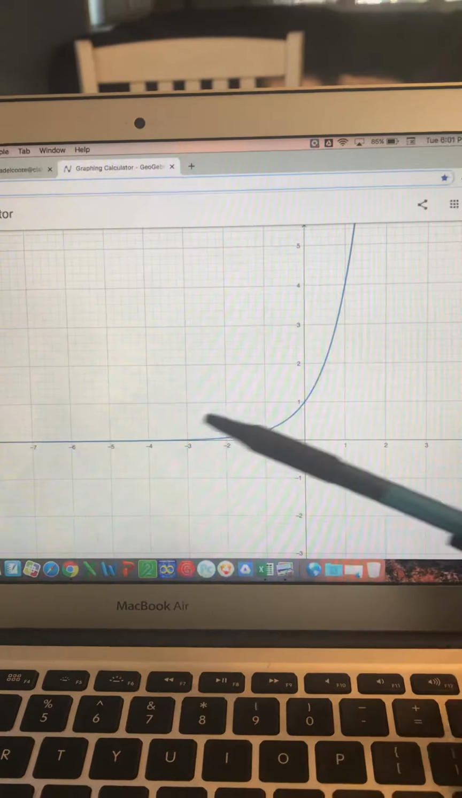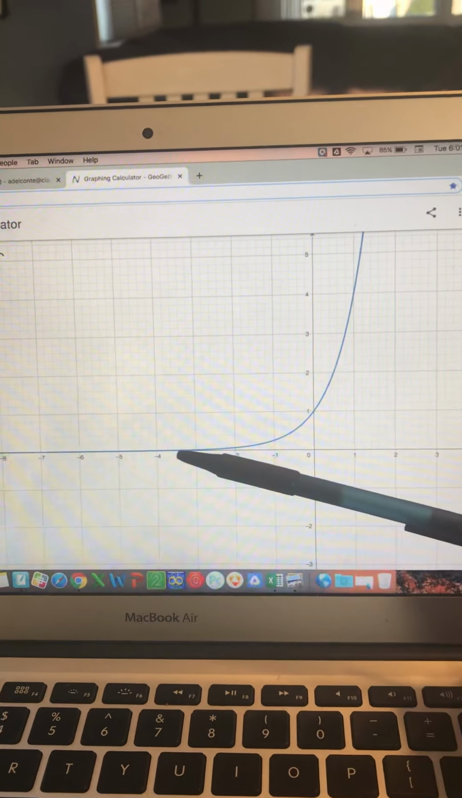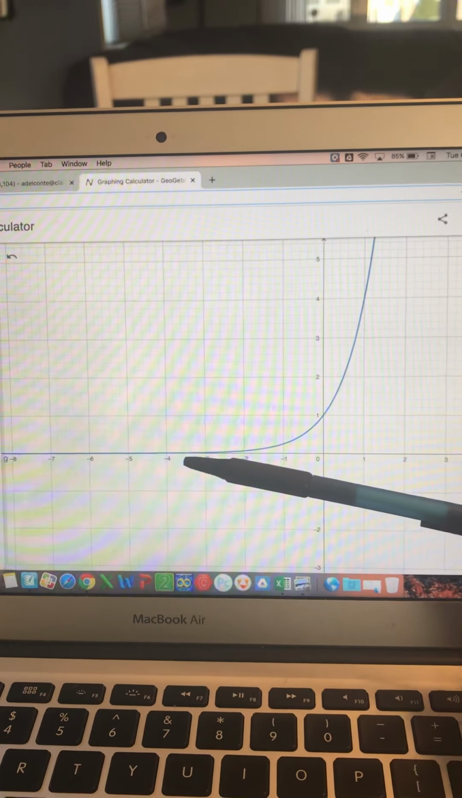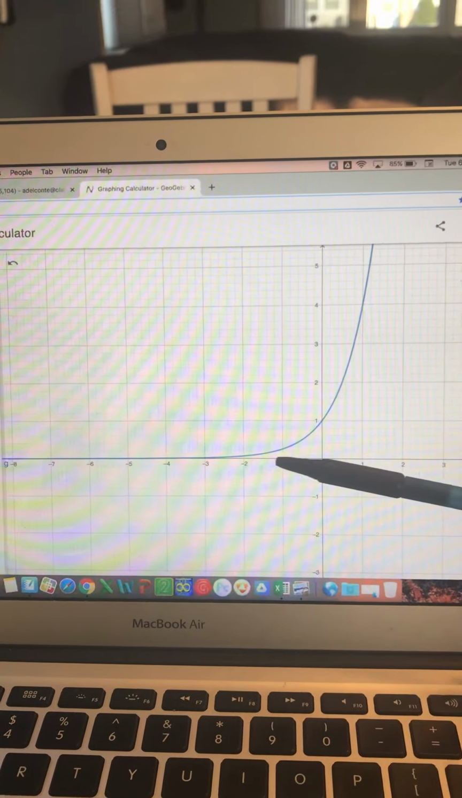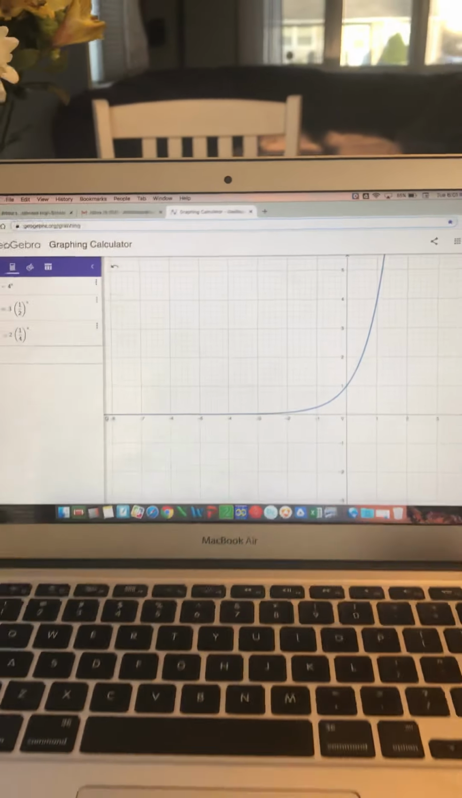Notice here that asymptote idea. Yes, it looks like it's touching. If I kept zooming in and zooming in and zooming in, though, it would look similar to what this area looks like, where it's not touching. All right?